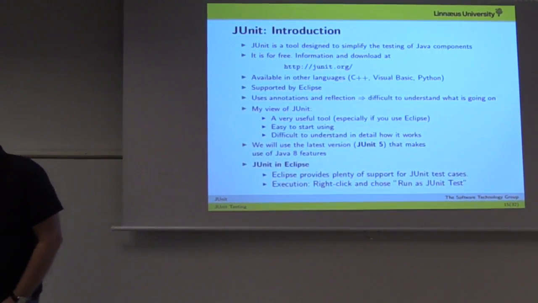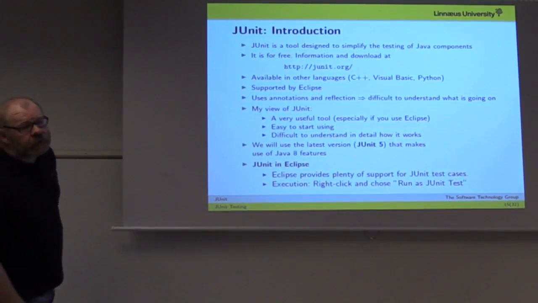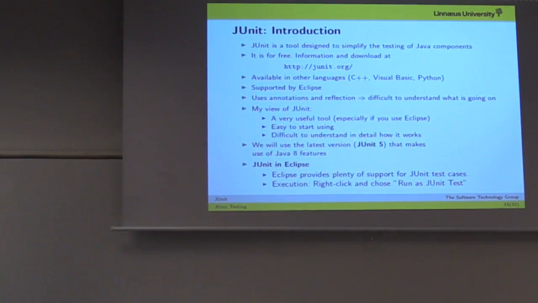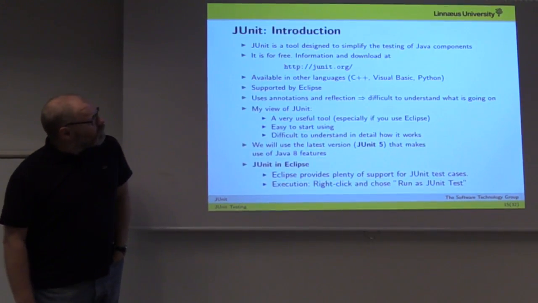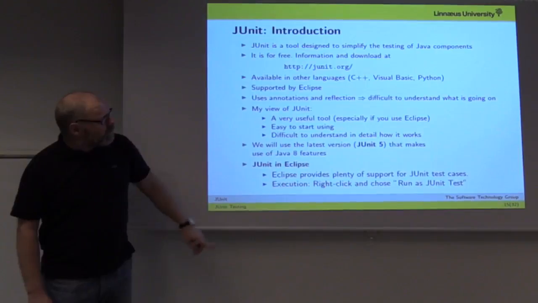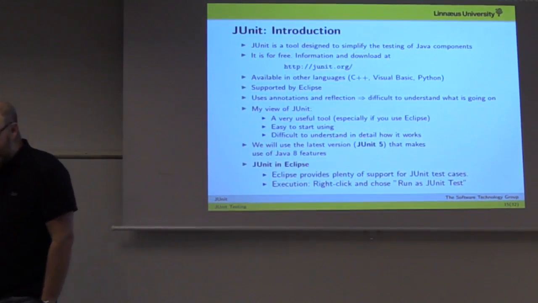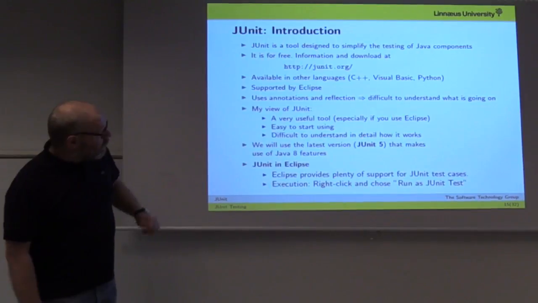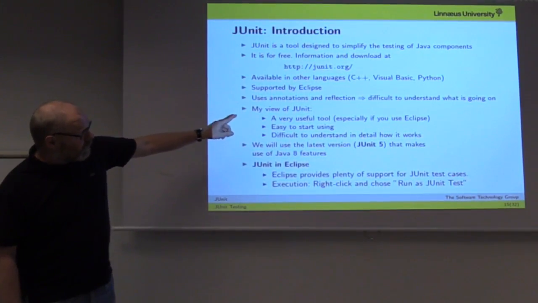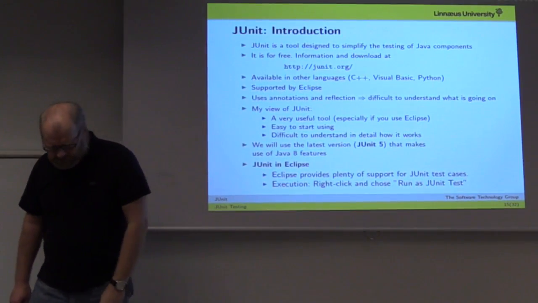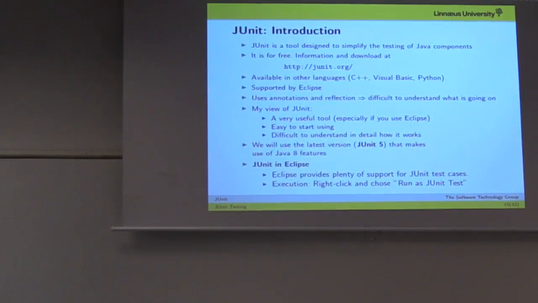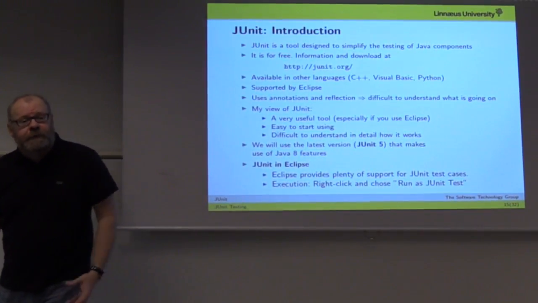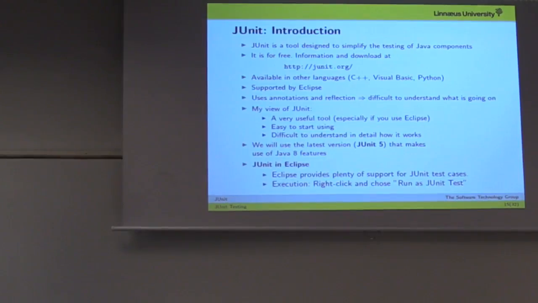For the remainder of this lecture, we will talk about a tool called JUnit, a testing tool. It is designed to simplify the testing of Java components, that means smaller parts of a Java program. It has many advantages. It's free, it's thoroughly documented, and it's included in newer versions of Eclipse, and you all have newer versions. It uses a few fancy features called annotations and reflection. That means if you really want to understand what's going on during the tests, it's a bit tricky, but it's easy to start using and very useful in Eclipse, since Eclipse is already prepared for it.